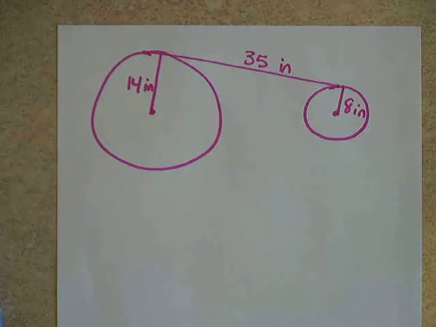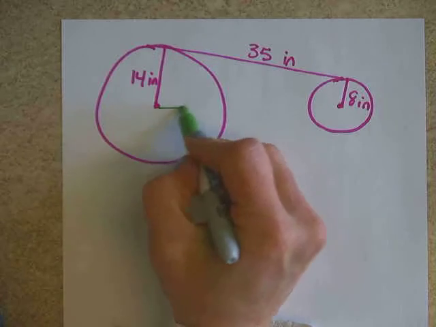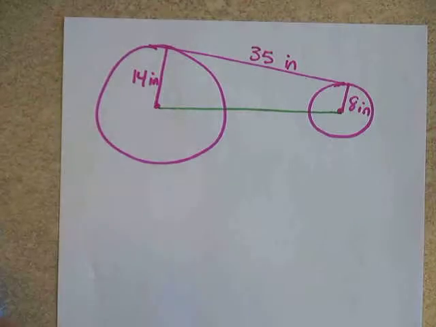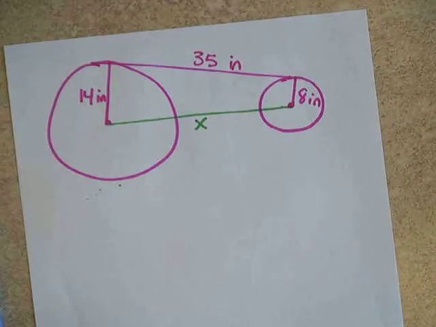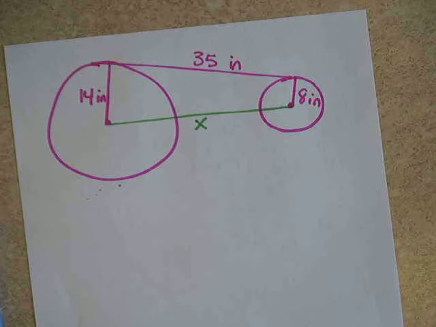So even if they don't give you the other tangent, you don't really need the other tangent, but I would still draw in what you're looking for, which is that, and label it x.